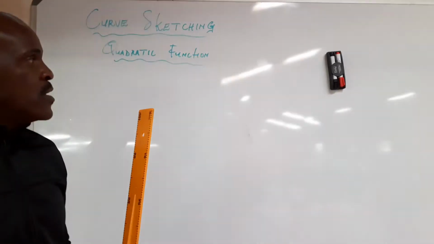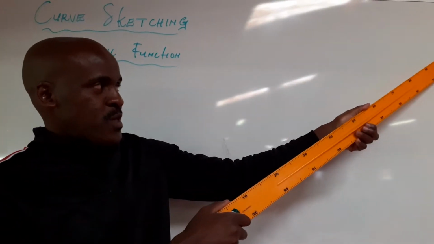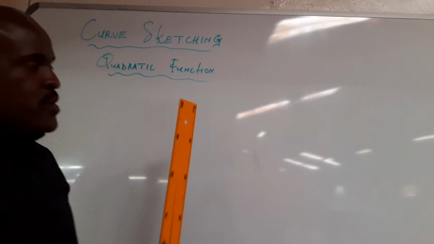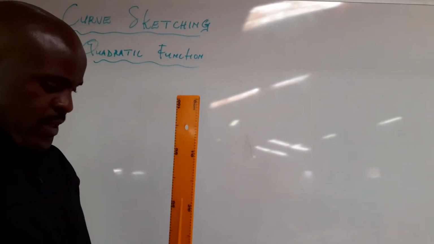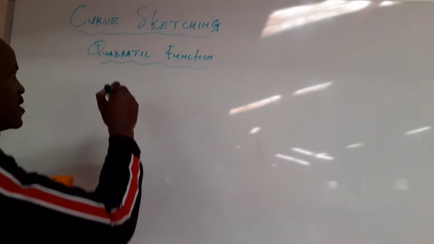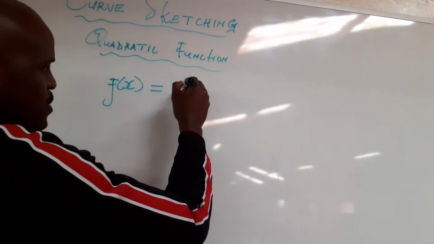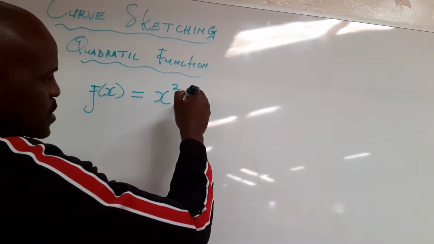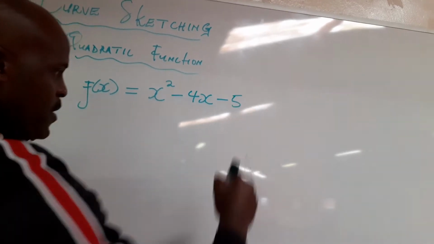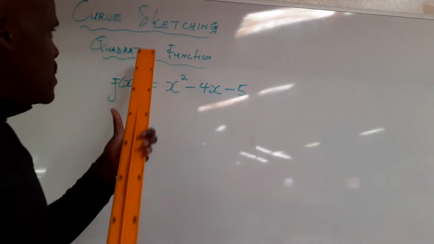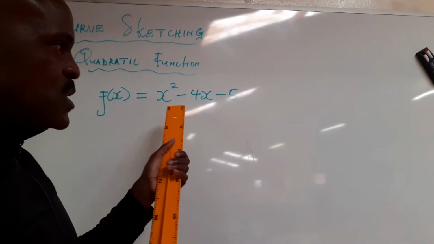Right? Now we are going to look at some examples to sketch or to interpret a quadratic function. Let's look at this function here: f(x) is equal to x squared minus 4x minus 5. Let's say you are being asked to sketch this function.